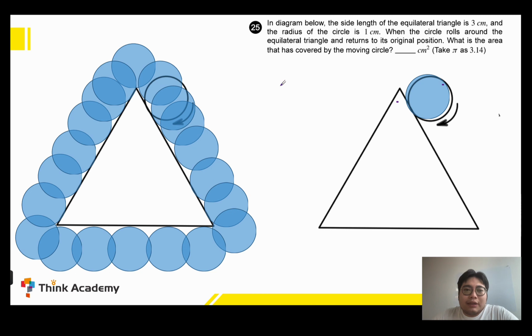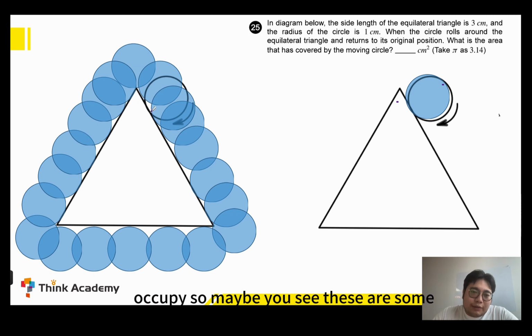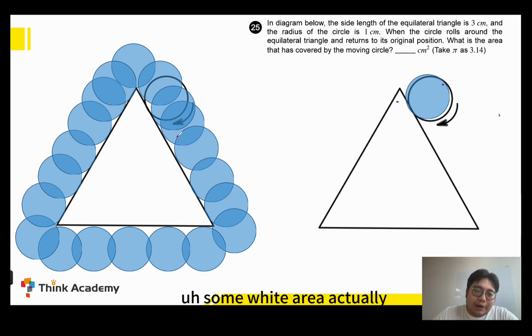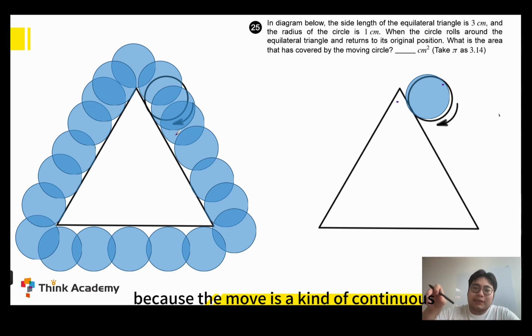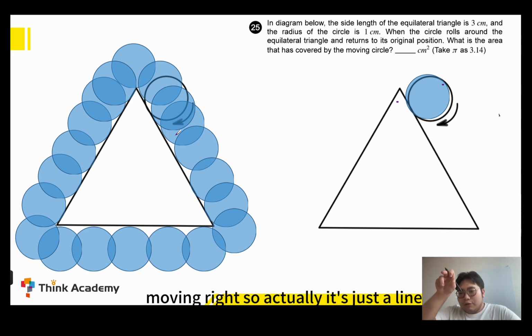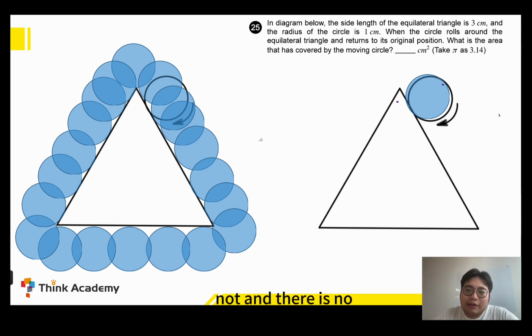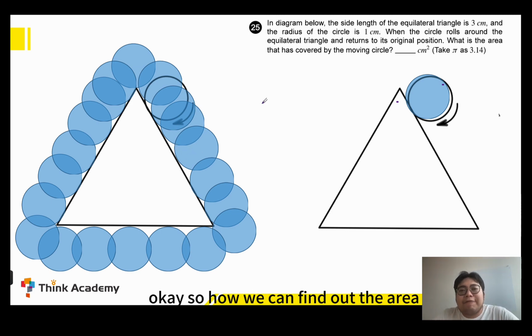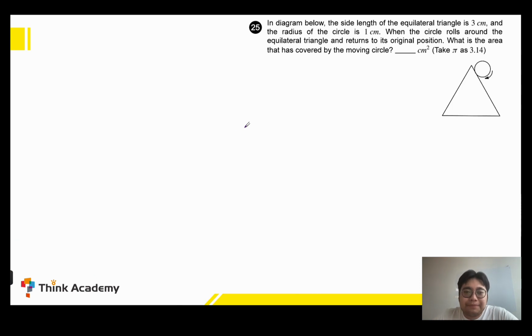Okay, imagine we need to calculate the area that all the small blue circles occupy. Maybe you see some white area. Actually, because the move is a kind of continuous moving, it's just a line, and there is no space between the two circles. So how can we find out the area?